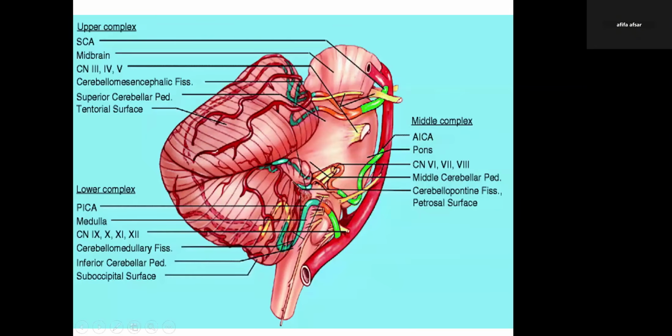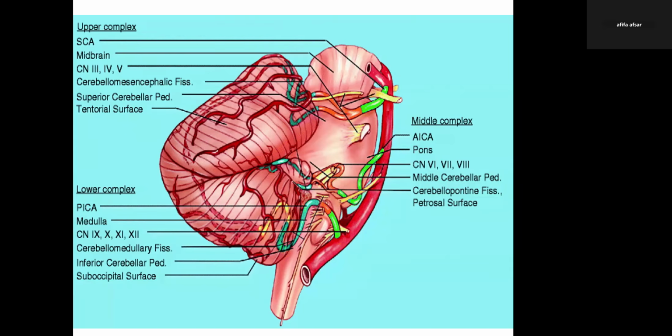So when we talk about the CP angle anatomy, what is important is that the CP angle harbors 3 major complexes. So we have an upper complex, a middle complex, and a lower complex. Every complex has a fissure, has its own vessel, has a couple of nerves, and has an association with a portion of the brainstem. So the upper complex has the midbrain, and the fissure that it's associated with is the cerebellomesencephalic fissure. As the name indicates, it's a fissure between the midbrain and the cerebellum.